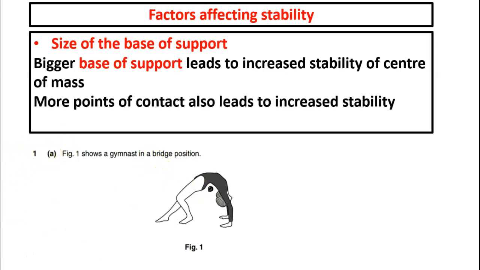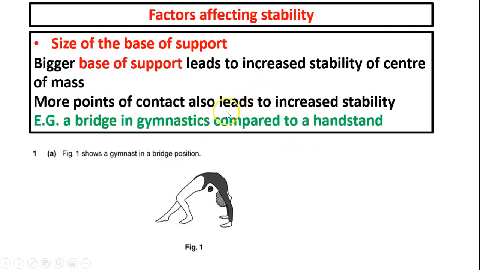The other thing that comes from having a bigger base of support, or can enhance the size of the base of support and therefore stability, is more points of contact. So in this case, you can see you've got 1, 2, 3, 4 points of contact. Therefore, those 4 points of contact will contribute to a greater or bigger base of support, which means that you're going to be more stable. Now, I'll give you an example of how you can compare it. A bridge in gymnastics, that's been our concrete example, has a wide or big base of support. It also has 4 points of contact.